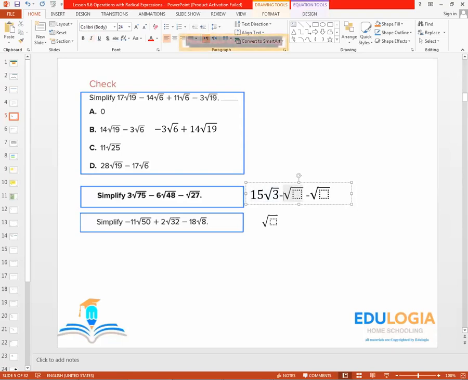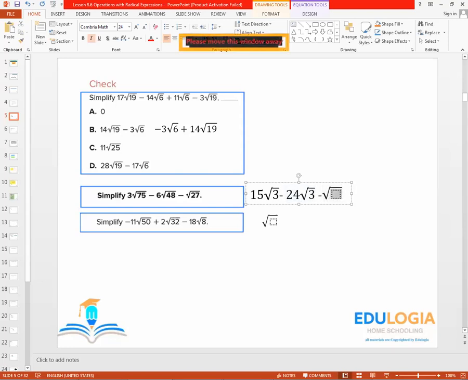Second part. Look here, it's a 6, and inside we have 48. I am sorry, I am old enough to do mental math here. 48, I don't like to factorize it. I know it well. It's 16 by 3. Getting 16 out, it's a 4. Multiply 4 and 6 to get 24.